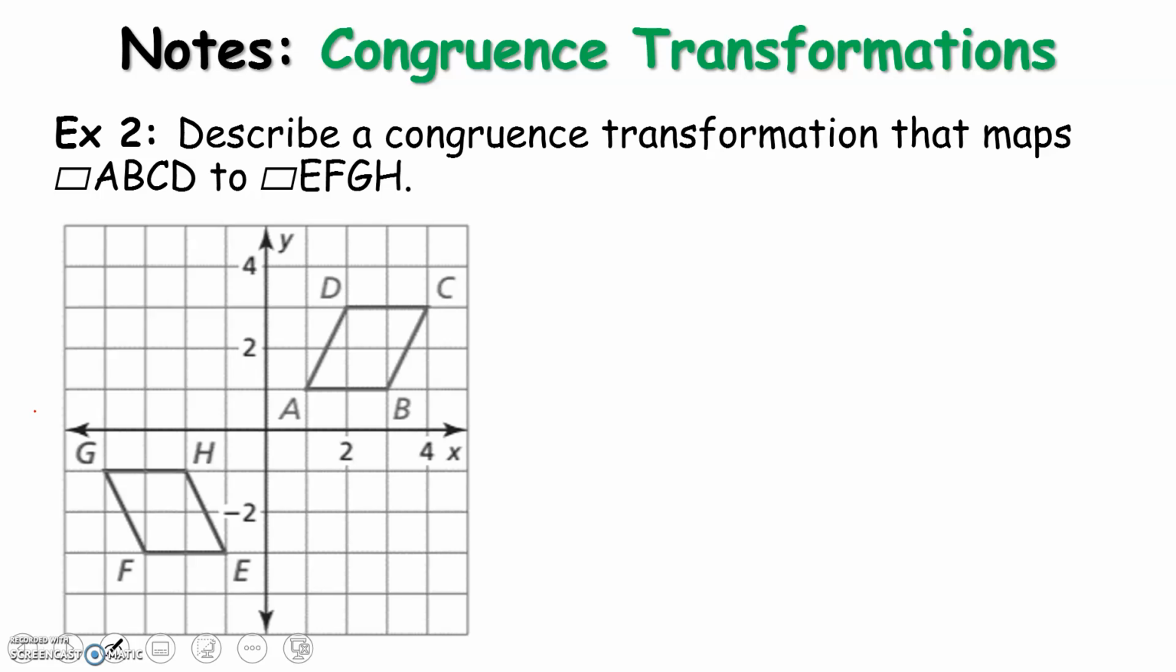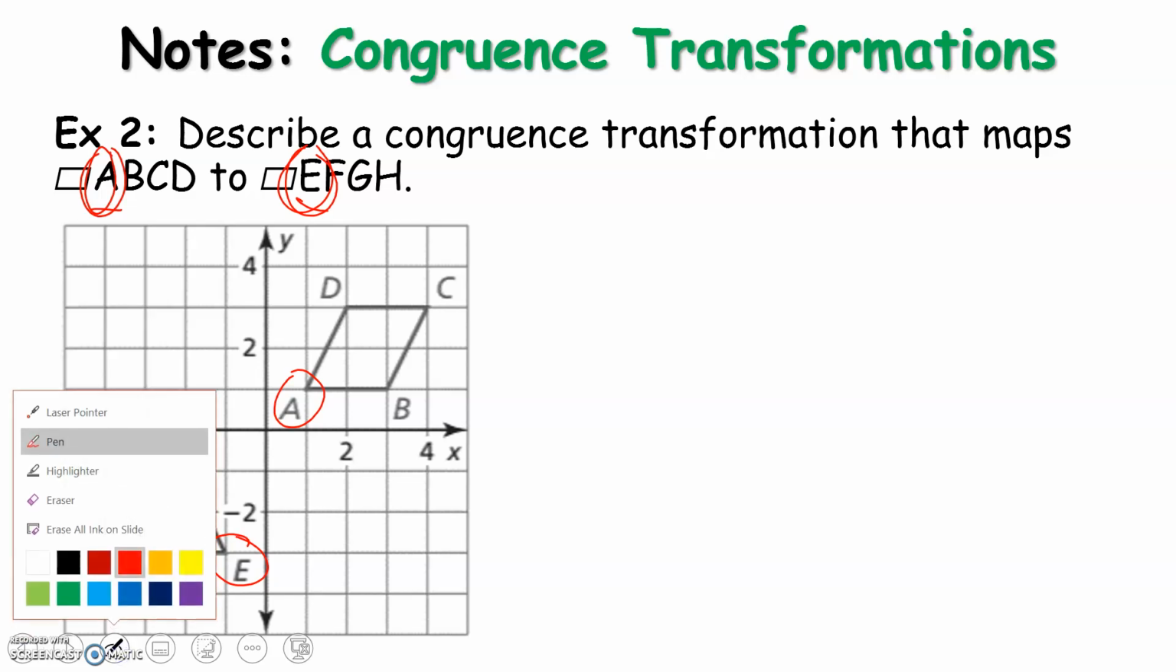Example 2. Describe a congruence transformation that maps parallelogram ABCD to parallelogram EFGH. Note here that our preimage and image are our two parallelograms, and that the matching vertices must land in the same location after our composition of transformations. So we know that we need to get A to land on point E. This point here needs to land here, and we need to figure out a series of movements that will make that happen.